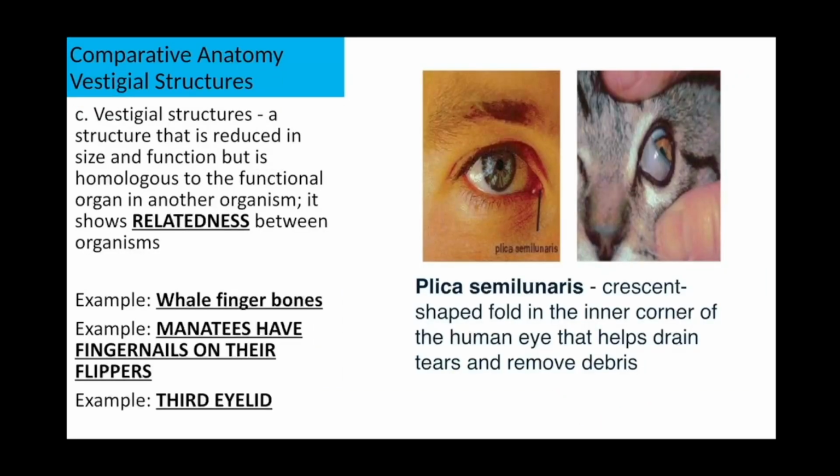And then vestigial structures. Some of these are said to be vestigial, and then there's some evidence that they have some functions. But a vestigial structure just means something that has been reduced in size and function over time, because the organism was no longer needing it as it adapted to its environment, so it becomes unnecessary for the organism. So this could show relatedness between different organisms. For example, certain bones in whale flippers. Manatees have fingernails on their flippers. And for humans, we have what's called the third eyelid, which is a tiny little organ that has been reduced, which used to be a third eyelid. It's a crescent-shaped fold in the inner corner of the human eye, and it does help drain tears and remove debris.